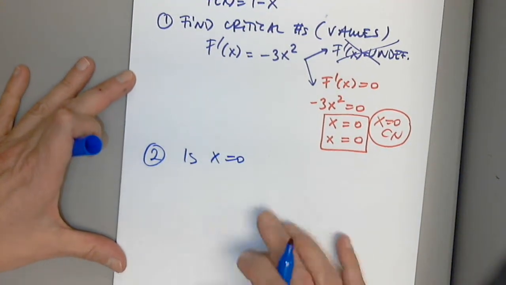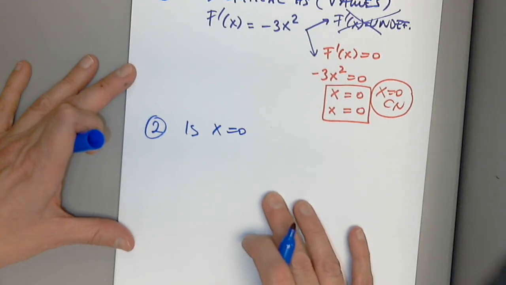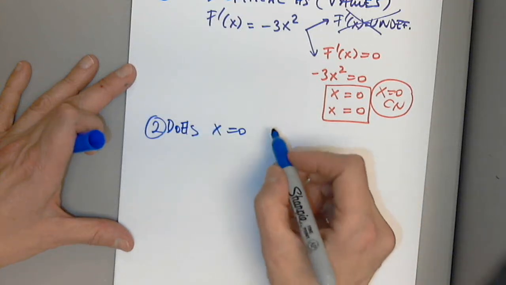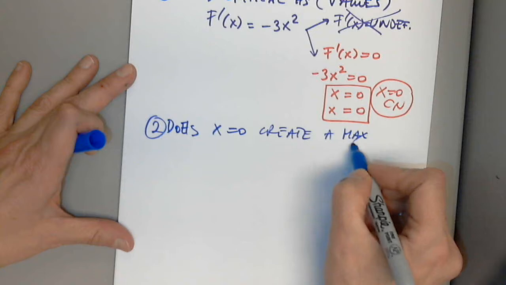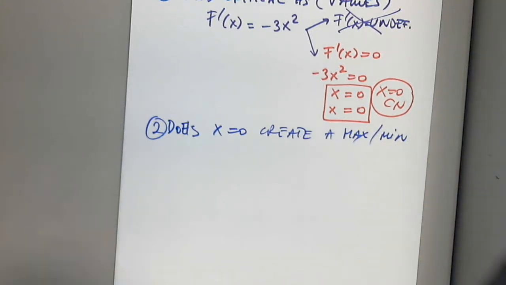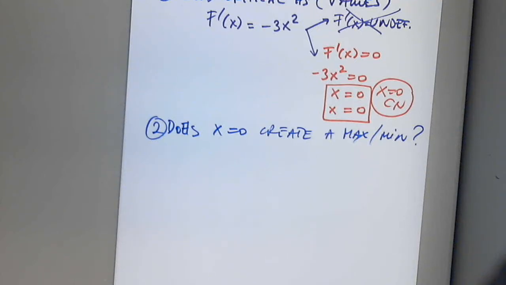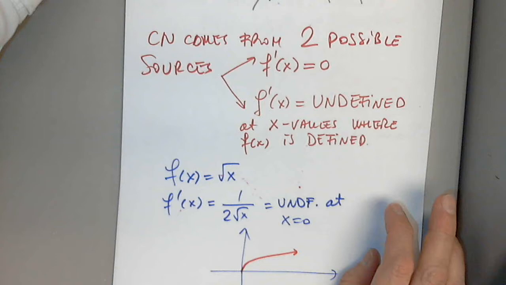So that's my next question. Does x equals 0 create a max or min? That's the question. Will this turn into a max or min? Let's go back to our graph.